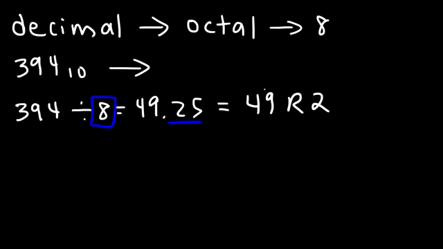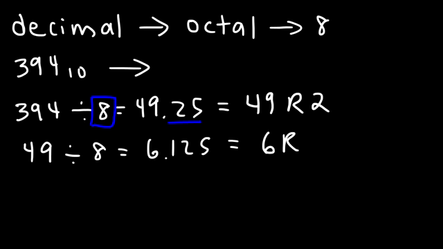Now, take the 49 and then divide that by 8. 49 divided by 8 is 6.125. So this is going to be 6 remainder, and then multiply 0.125 by 8. So 8 times 0.125 is 1. So we have 6, remainder 1.